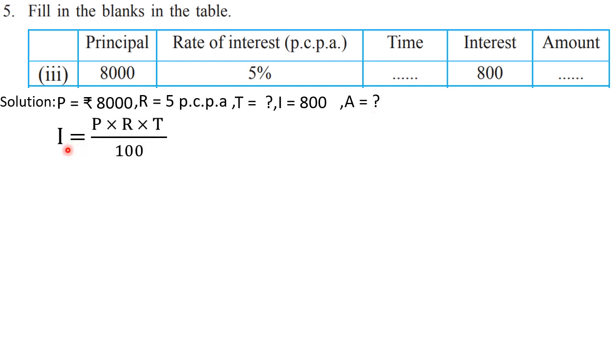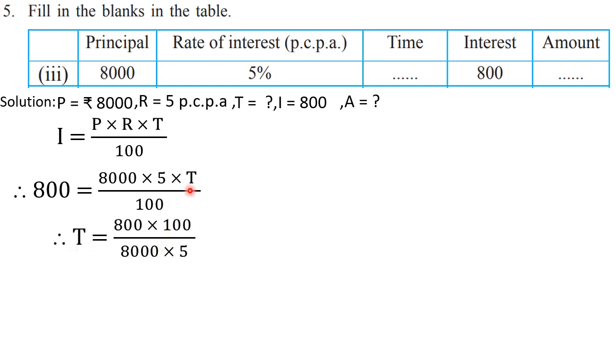So I is equal to P into R into T upon 100. Now we'll put the values. I is 800, so 800 is equal to P, which is 8,000, into R, which is 5, into T. T we have to find, upon 100. Then we'll bring this T here and we'll bring this 800 here. Therefore T is equal to 800 into 100 upon 8,000 into 5.